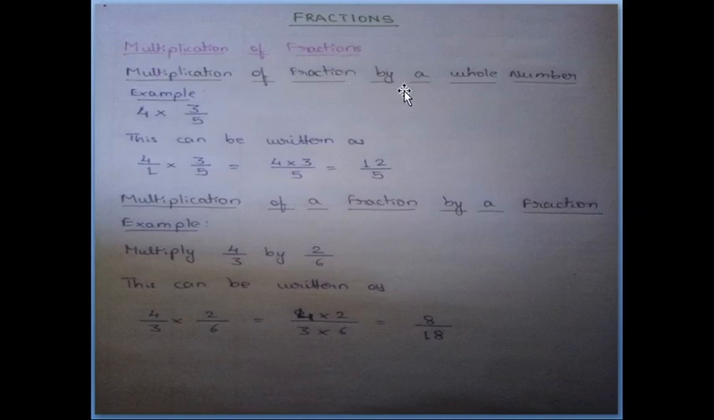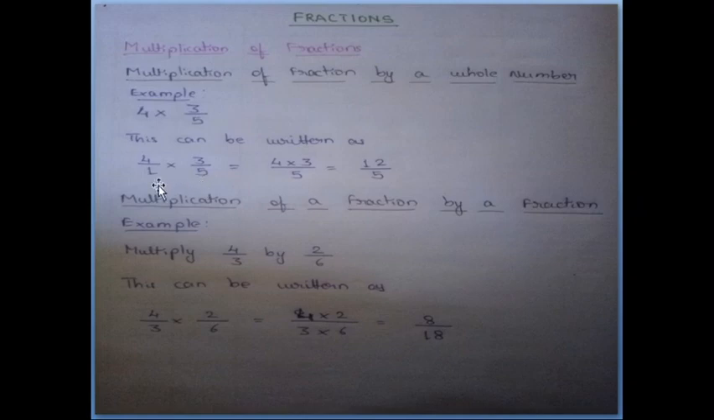Multiplication of a fraction by a whole number. When a whole number and a fraction are given, how do we perform the multiplication? For example, 4 into 3 by 5, where 4 is a whole number and 3 by 5 is a fraction. To perform the multiplication, we will convert this whole number into the form of a fraction. So this can be written as 4 by 1 into 3 by 5. 4 by 1 is nothing but 4, so we can write 4 as 4 by 1 in the form of a fraction.